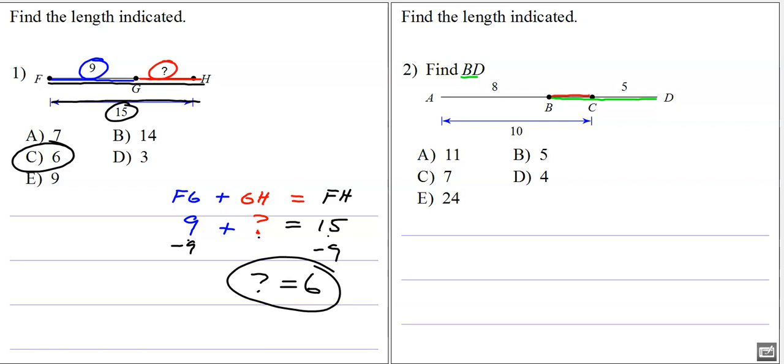Well, the first thing I notice is A to C is 10, which means if this is 10, I already have 8 accounted for from A to B. So from B to C, that must have to be 2. That way we get 8 plus 2 equals the 10. And now to answer the final question, the length from B all the way to D is basically 2 plus 5 or 7. The correct answer there is C.